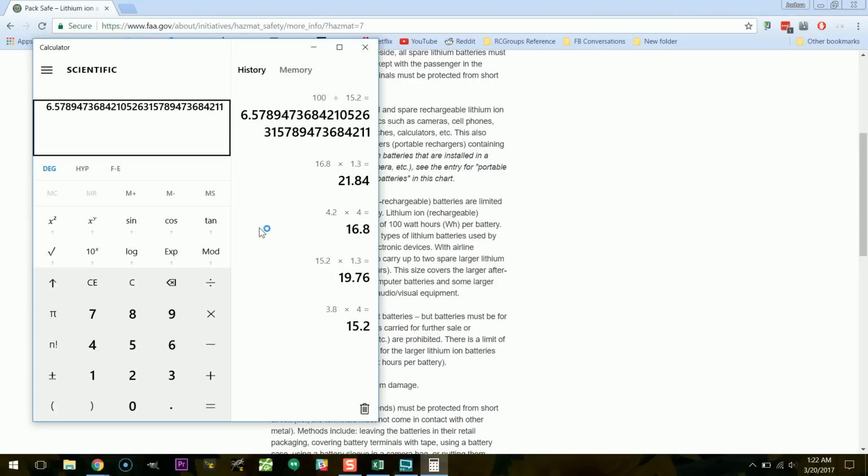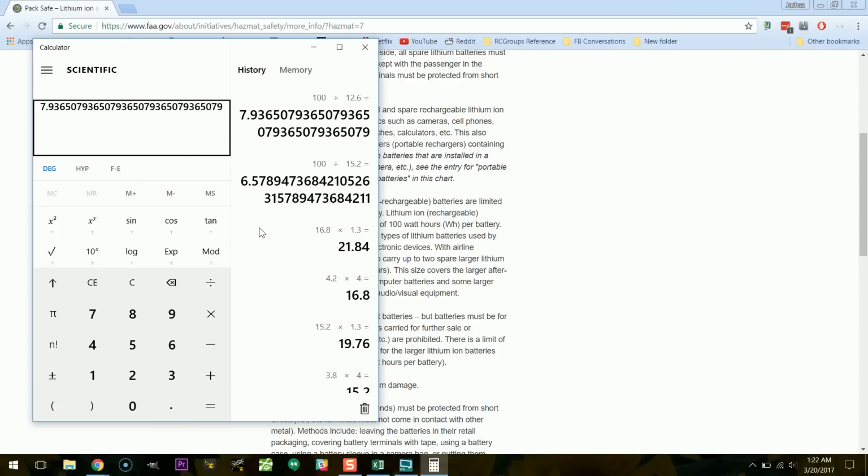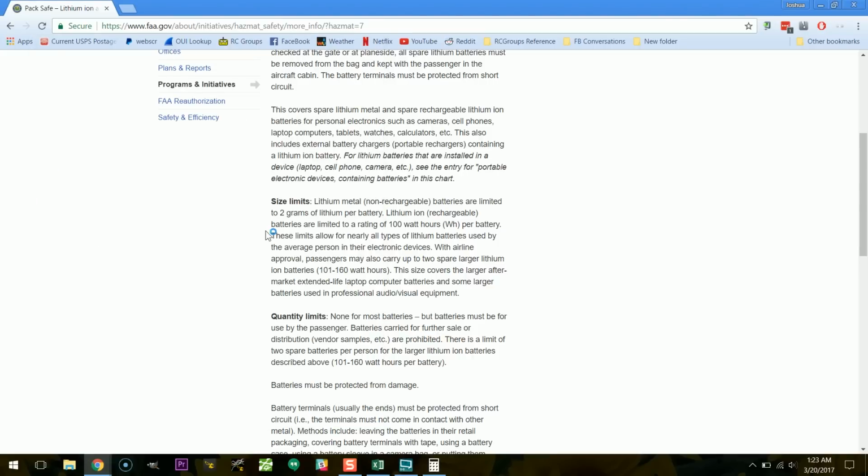And if you want to do that math for yourself, take 100 watt hours divided by the nominal voltage. So for a 3S, it would be 12.6. And that's the maximum milliamp hours that the pack can have to stay under this regulation. There actually is an exception.